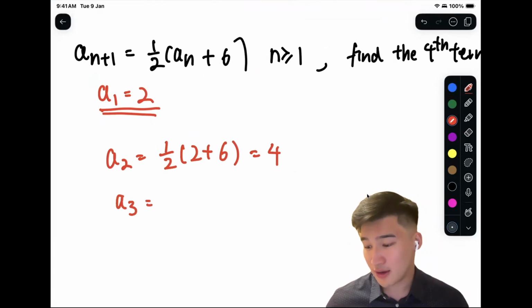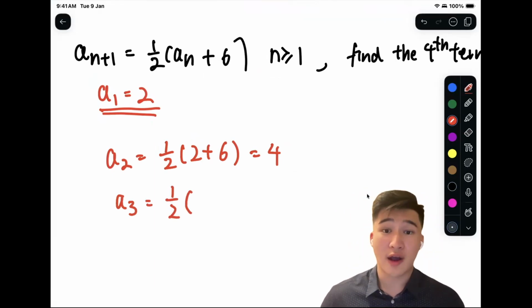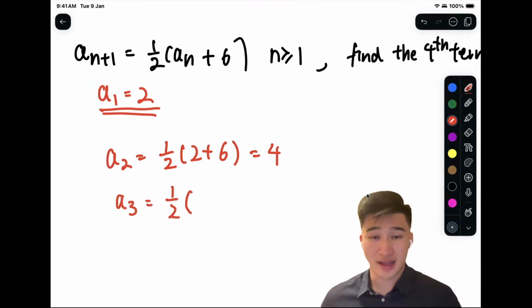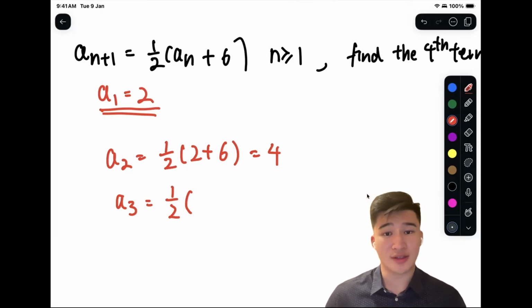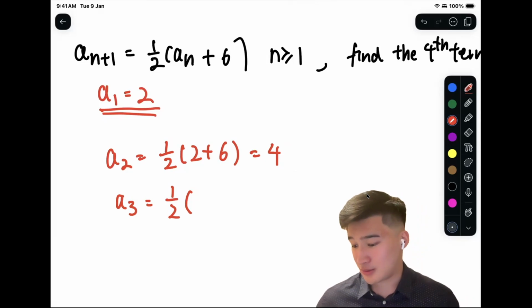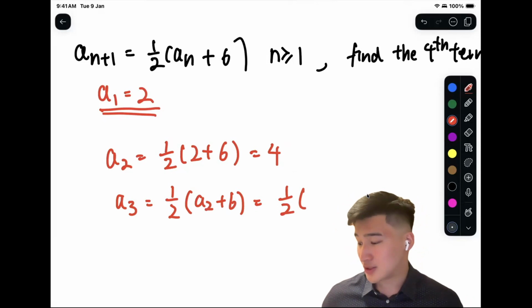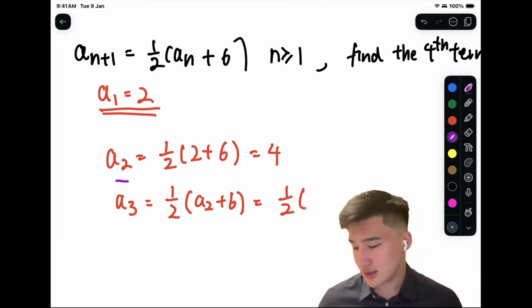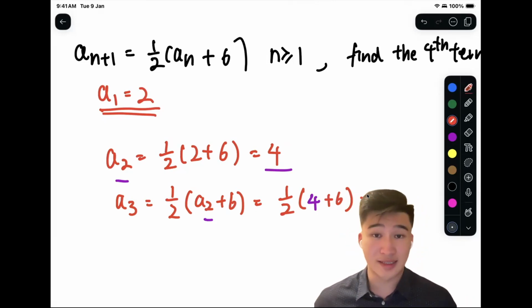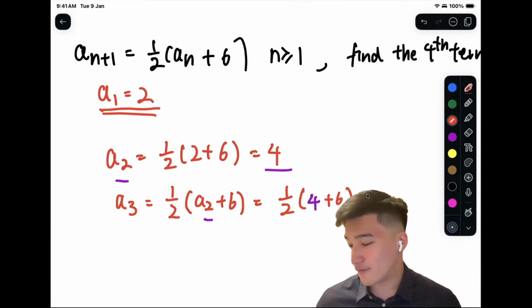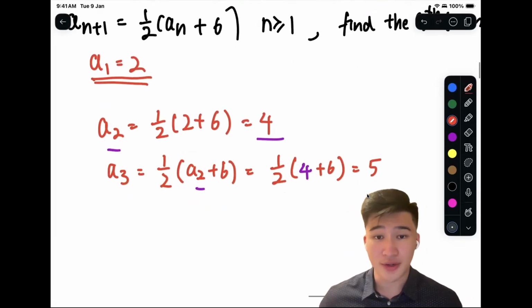And it's the same thing for a3. This time for a3, we have 1 over 2 times (a(n) plus 6). Now, what do you think goes inside a(n)? Because a3 is n plus 1, then a2 is going to be n. So we do a2 plus 6, all times 1 over 2. And where do we find the value of a2? We just calculated it. So it's 4 plus 6, which is 10, divided by 2, and we get 5. And that's how we do it.